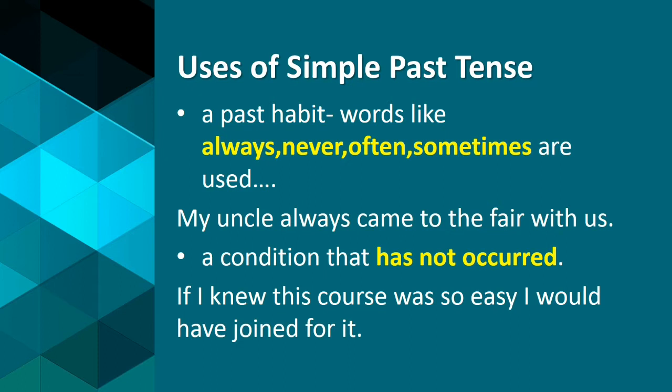Continuing with the uses of simple past tense, when we refer to a past habit, words like always, never, often, sometimes are used. My uncle always came to the fair with us. A condition that has not occurred. If I knew this course was so easy, I would have joined for it. Means I have not actually joined for the course. Had I known that this course was so easy, I would have joined for it. So these are the usage of simple past tense.